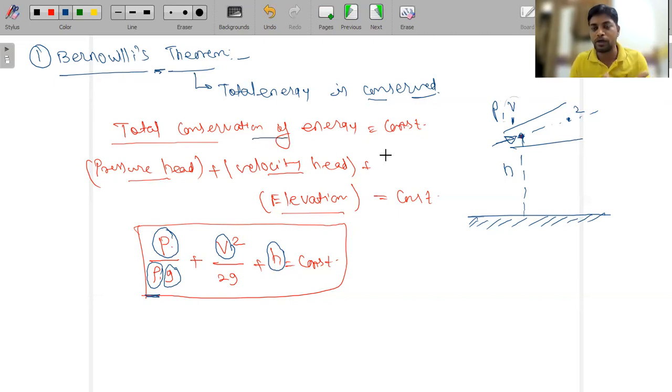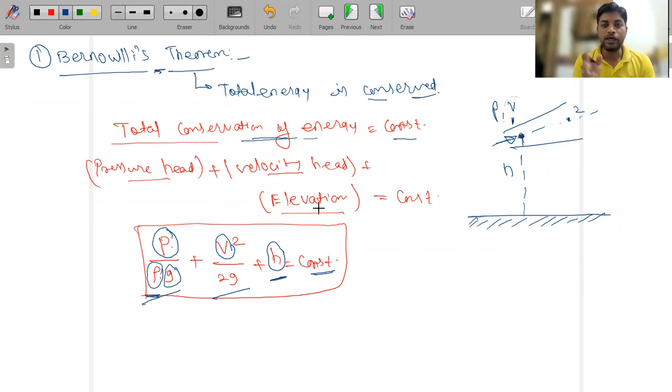In the case of Bernoulli's equation, or in fluid mechanics, this total energy conservation is equal to a constant, and it is the summation of three energies: pressure energy, kinetic energy, and potential energy. We can convert that in terms of head as well, because in fluid mechanics head is important. So we have the pressure head, the velocity head, and the elevation head, which will be equal to a constant.